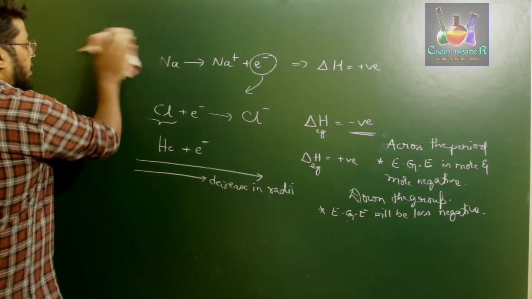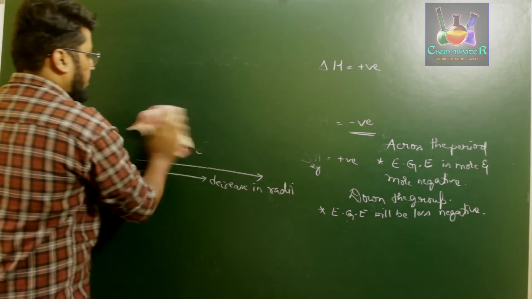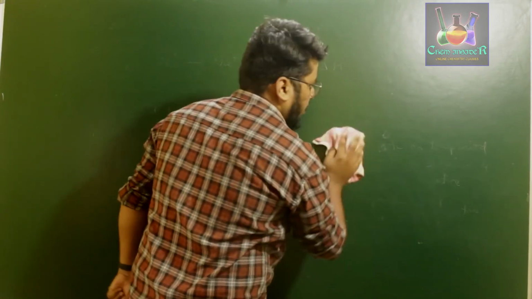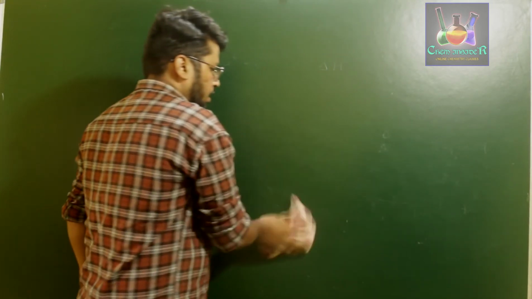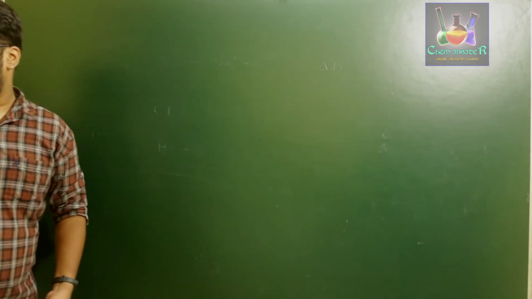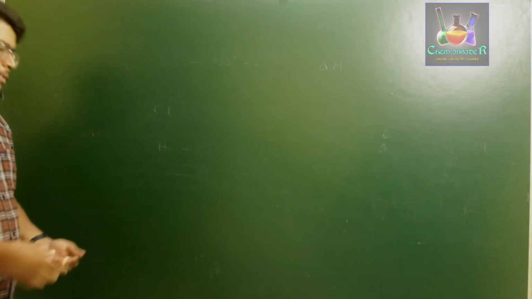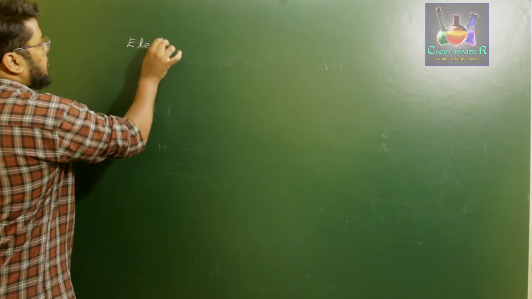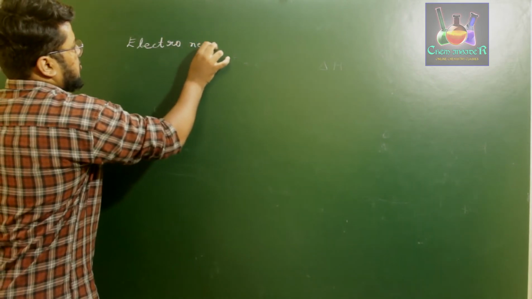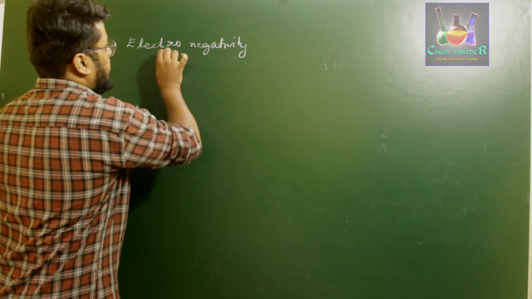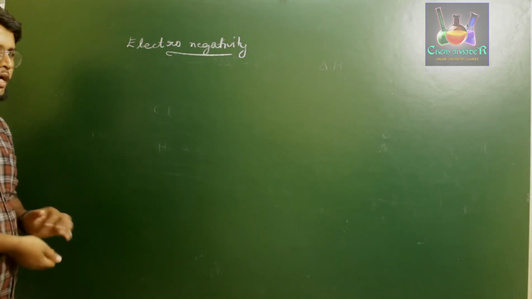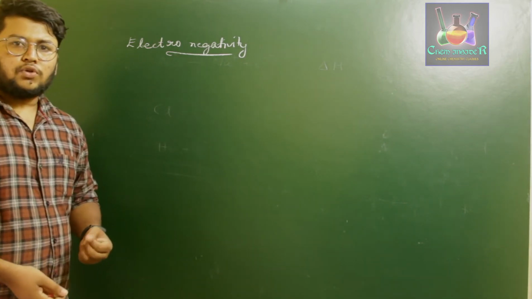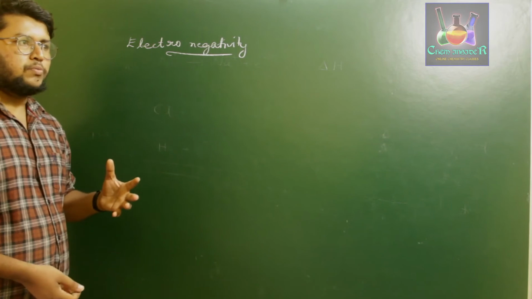So, electronegativity is not a type of energy released or energy consumed during a reaction. What electronegativity says is, it is the extent or ability of an element to attract the electrons towards itself, and those electrons should be in a bond.